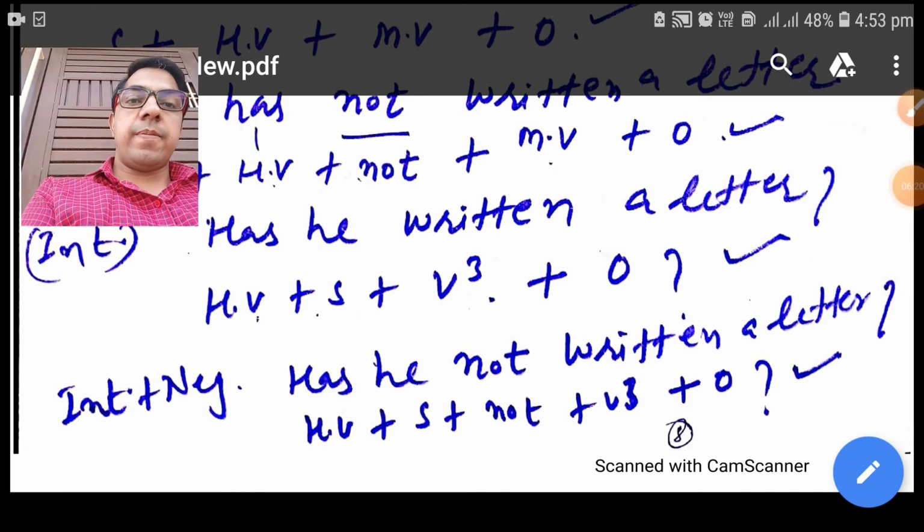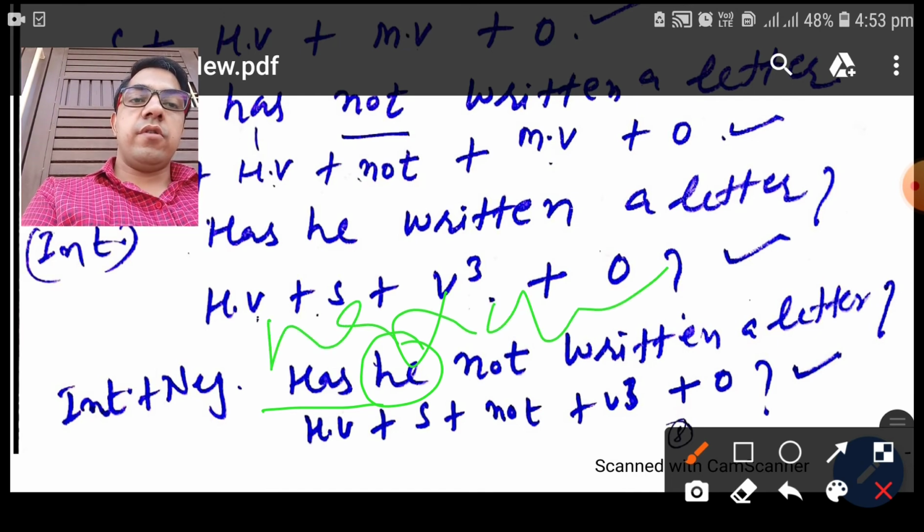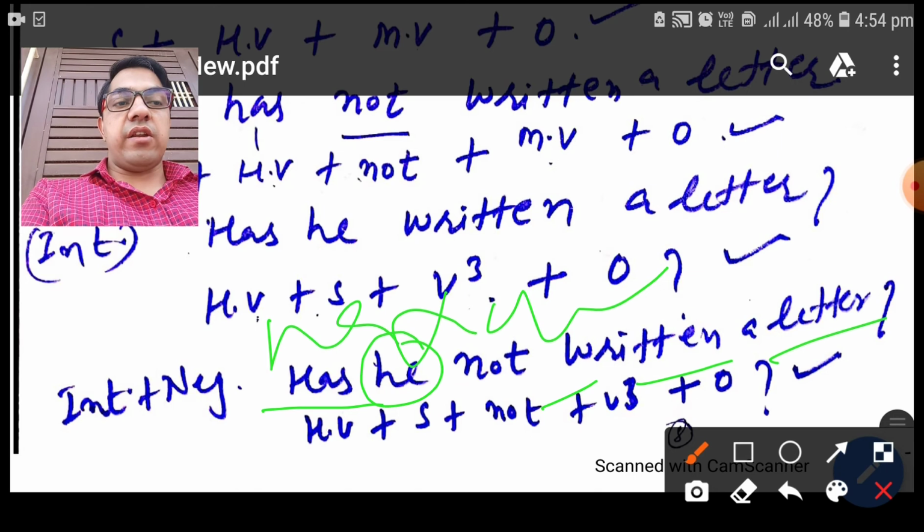Interrogative plus negative. In interrogative plus negative, according to the subject we should use the helping verb. If we write you in place of he, then we should use have. After that we should use not. After that third form of verb. After that the objective part of the sentence. This is the structure of interrogative plus negative sentence of present perfect tense.